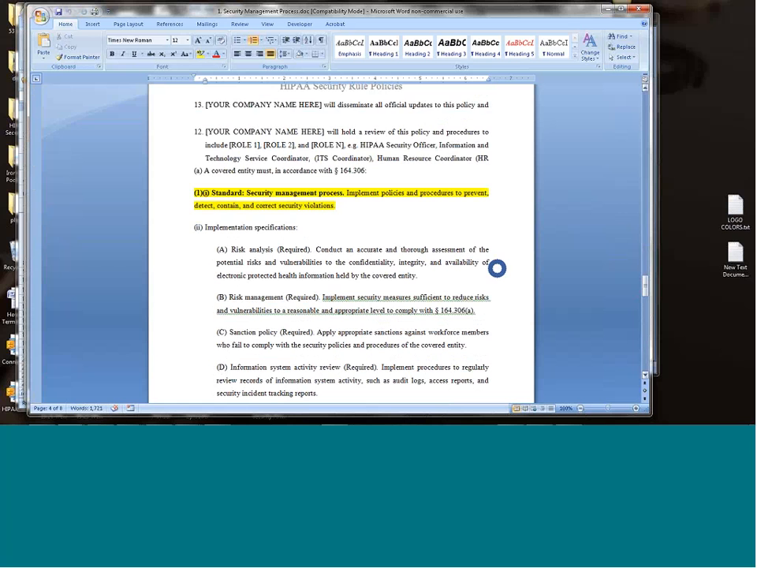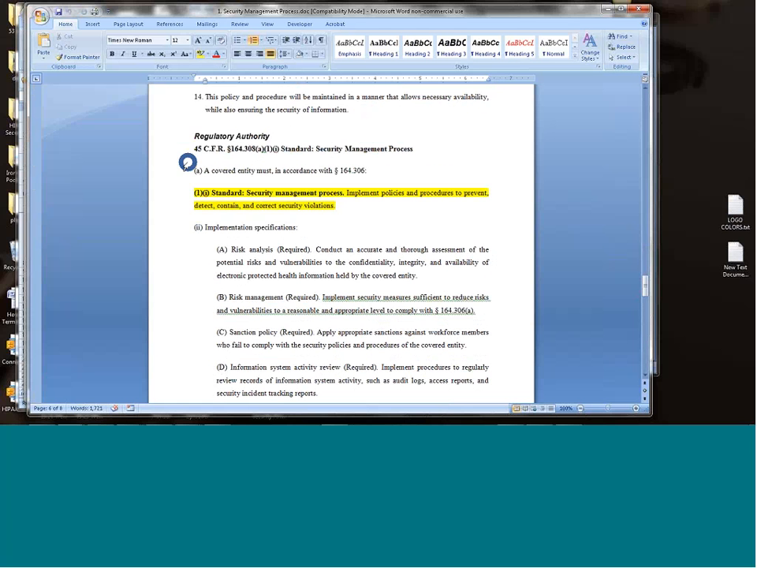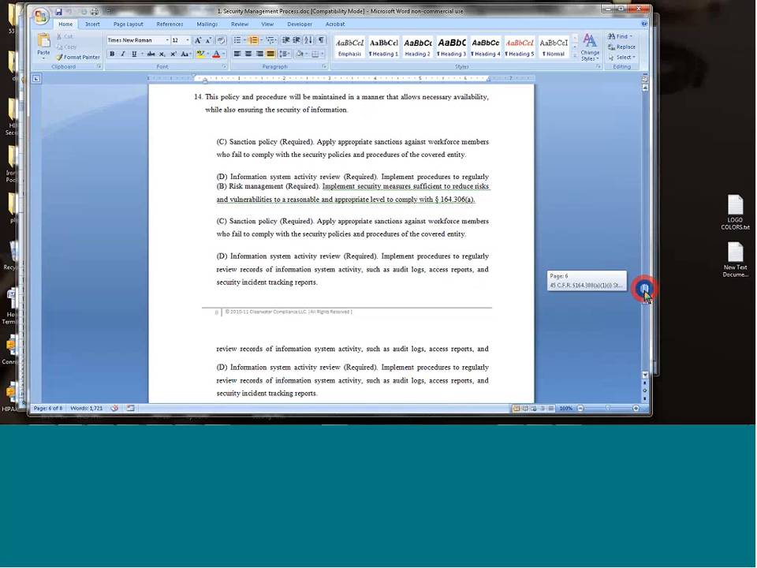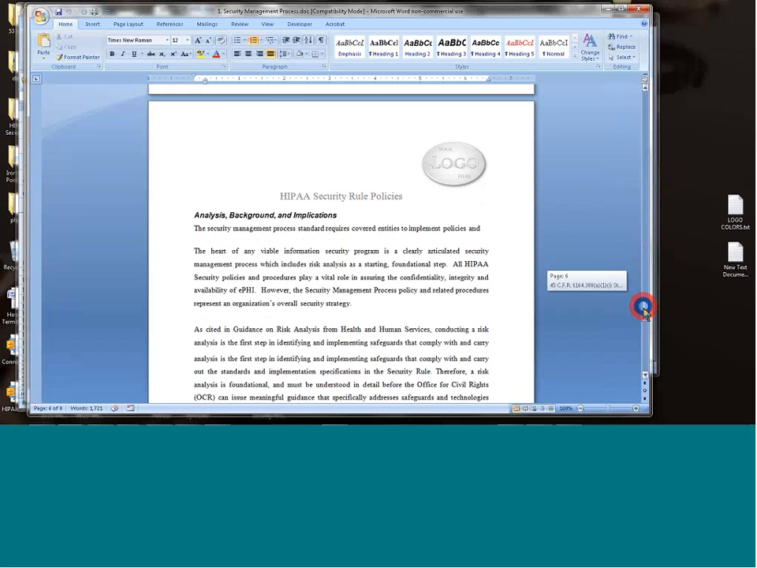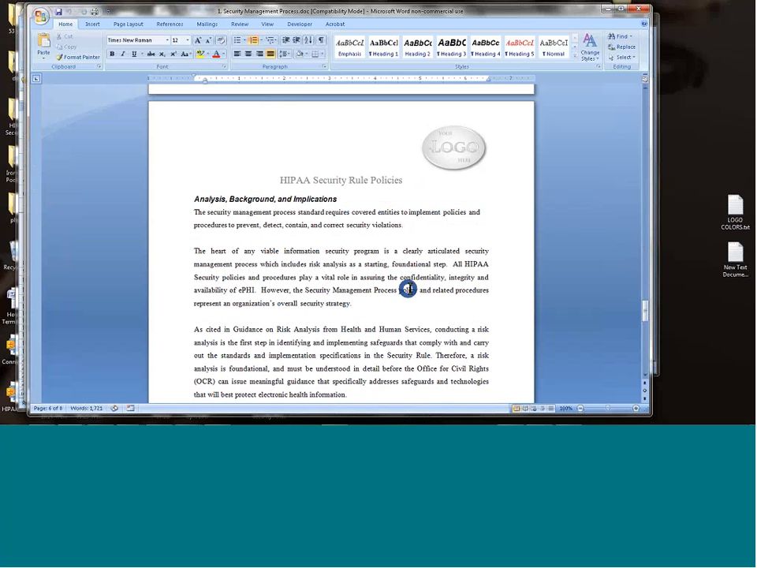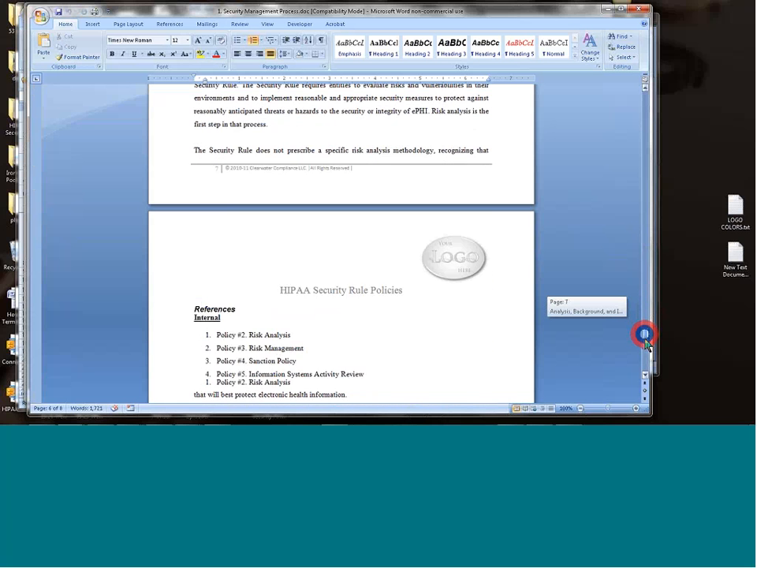We then move into an actual citation. This is the Code of Federal Regulations itself, the relevant section, and the actual language in the law as reference to anybody reviewing the policies and procedures in the future, so they know where you're coming from. We do an analysis and a discussion of why that policy and procedure is required.